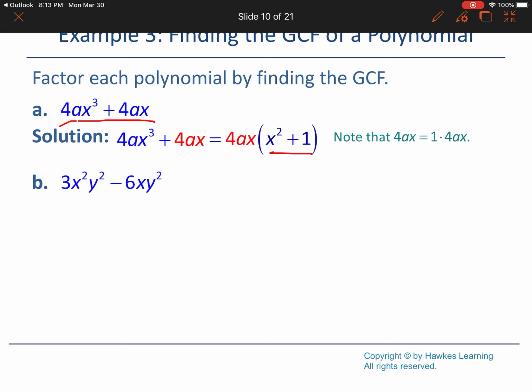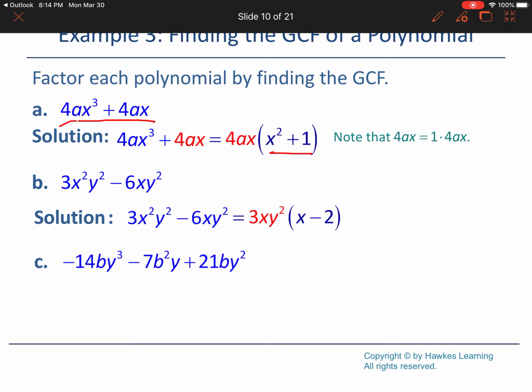Okay, here's the next one. See if you can figure out the greatest common factor and write it factored. Okay, hopefully you found it. The greatest common factor will be 3xy squared, and we end up with x minus 2. All right. Seems like it's getting a little more complicated. We have more than one variable this time, but it's still the same. Just like we were finding greatest common factors, we had more than one variable. So find the greatest common factor and factor it out. Remember that what's left in the parentheses has to have 3 terms, because this one has 3 terms.